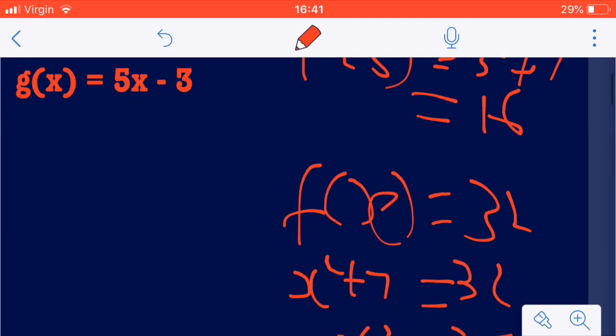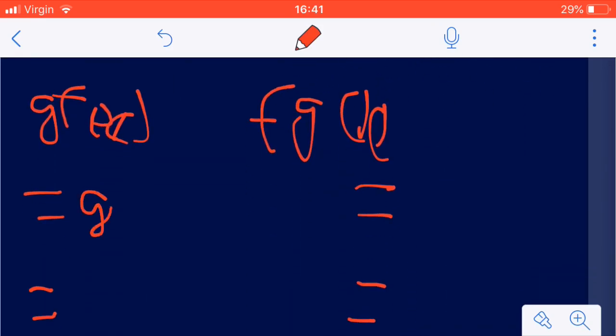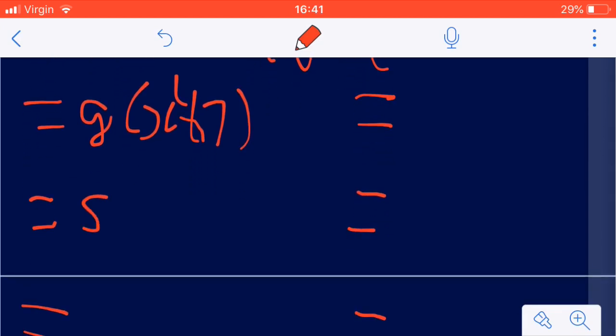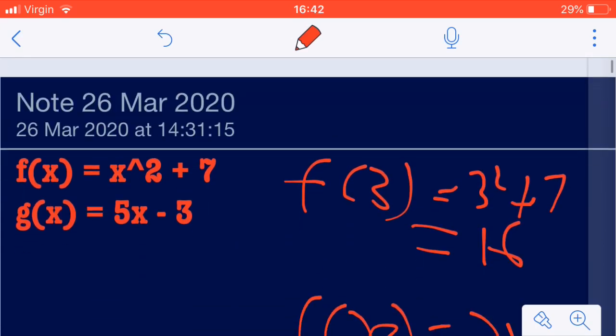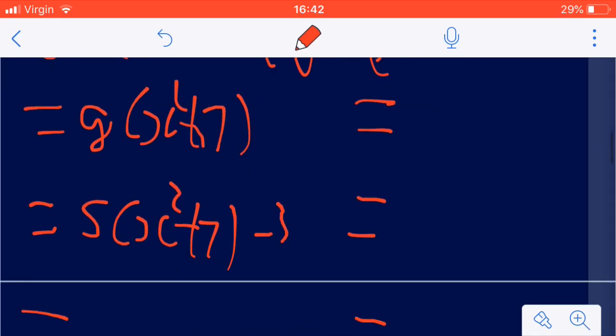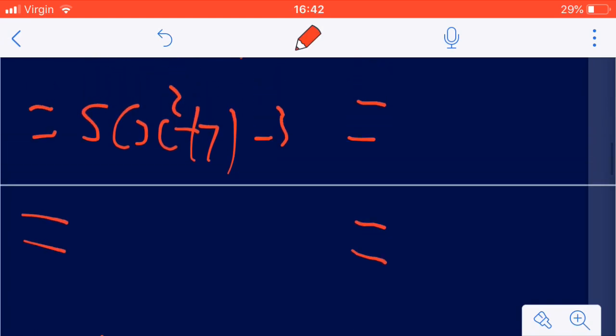Let's start with g of f of x, which means we work from the inside out. So we do f, which is x squared plus 7, and then g of that, so times all of that by 5, then subtract the 3. So we get 5x squared plus 5 times 7 is 35, minus 3, so it makes 5x squared plus 32.